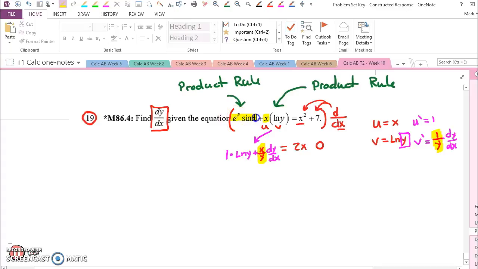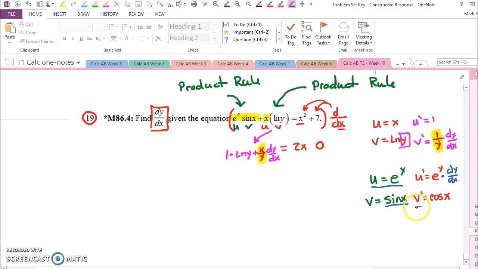And now we're going to do the product rule on this next term. Again, u and v. So if u is e to the y, then u prime would be e to the y times dy/dx, our implicit term. Sine is just in terms of x, so v prime is cosine of x. Now we'll put this together.